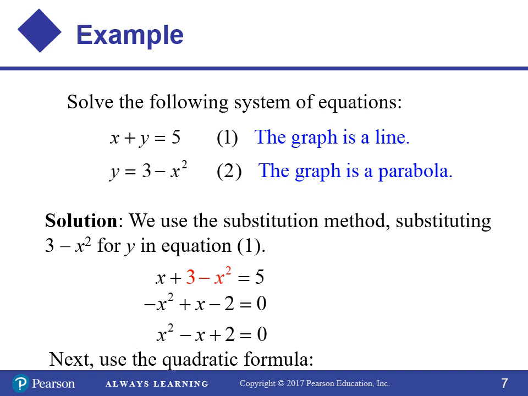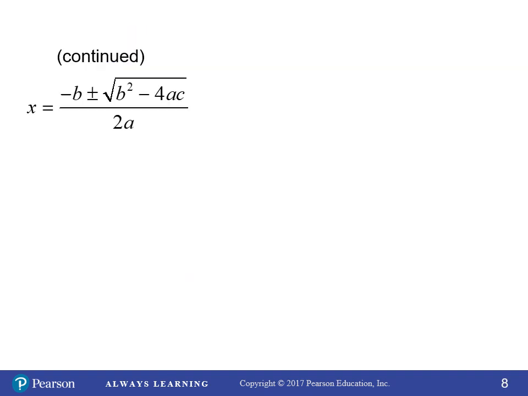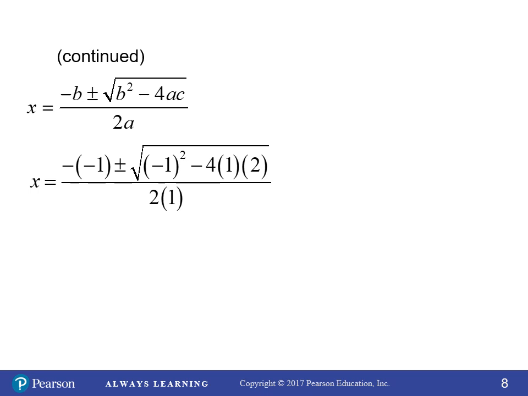Or we can use the quadratic formula, because I don't know that this one will factor. So there's the quadratic formula. We're going to plug in our a, b, and c. We simplify this. This one gave us a negative under the square root, so obviously it was not factorable.